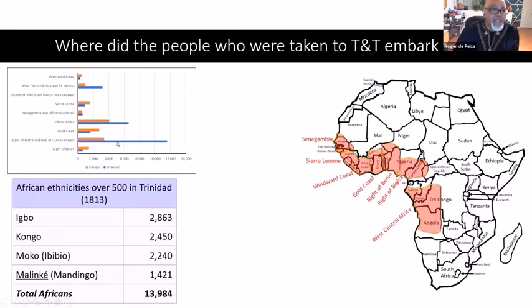It sort of matches Trinidad, but you got more people from Sierra Leone in Tobago than went to Trinidad. You know what I'm saying? More people from the Bight of Benin and the Windward Coast, which is Angola, went to Tobago than to Trinidad. So the numbers might be small, but they're reflective of who were taken to these places.